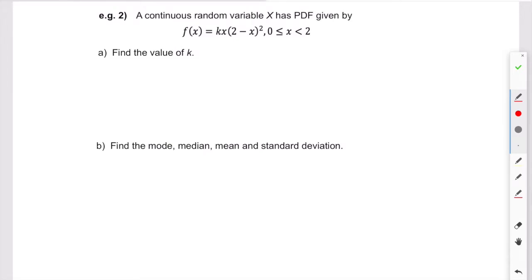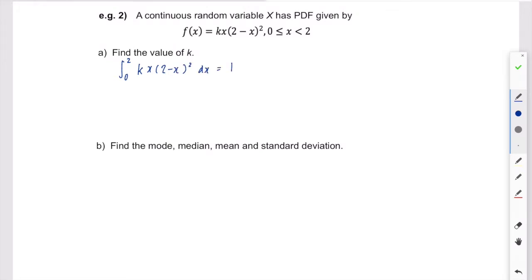Here is example 2. A continuous random variable x has PDF given by the function f of x from 0 to 2. Find the value of k. So here we do recognize that this is somewhat of a cubic function, right? k is a constant. We can start from the most basic definition or axiom, which is that the entire function, when it's not zero, if I take the integral of that, must equal 1.